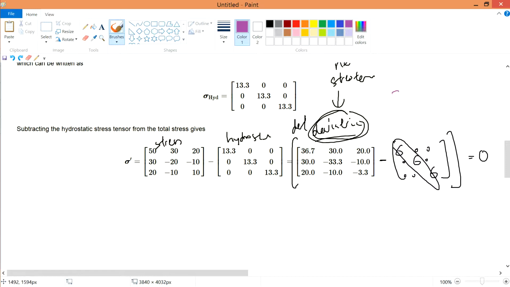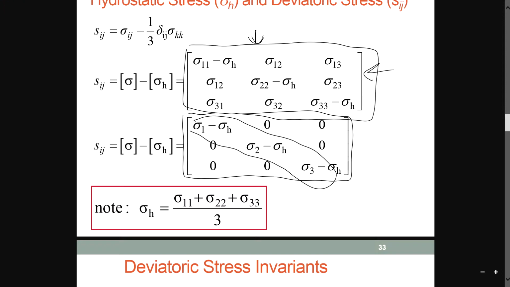So at the end of the day, I'm actually finding the values for all of these. It could be, for example, 5, 2, 3. For example, I have these values over here. Then these are our principal values for the deviatoric stress, which is this one.